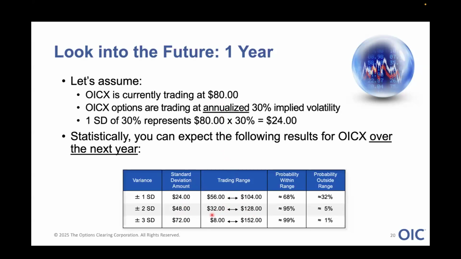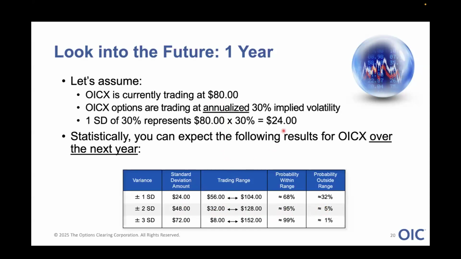So based on a 30% vol, the 2 standard deviation move means that 95% of the time, the stock is expected to trade between 32 and 128 over the next year. And naturally, if it has a 95% chance of trading within this range, it has a 5% chance of trading either above 128 or below 32.